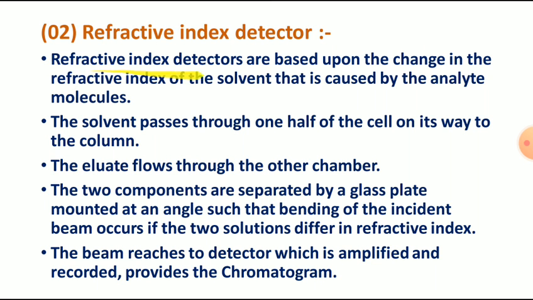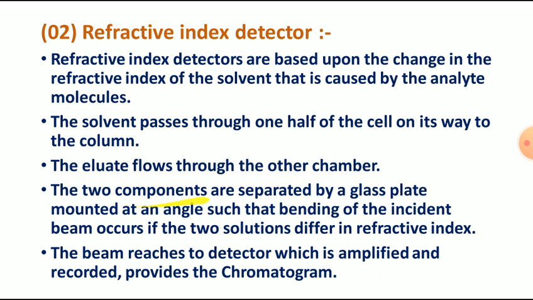So refractive index detectors are based upon the change in the refractive index of the solvent that is caused by the analyte molecules. That means the refractive index in air and in this sample is actually measured with the help of this detector. The solvent passes through one half of the cell on its way to the column. The eluate falls through the other chamber.